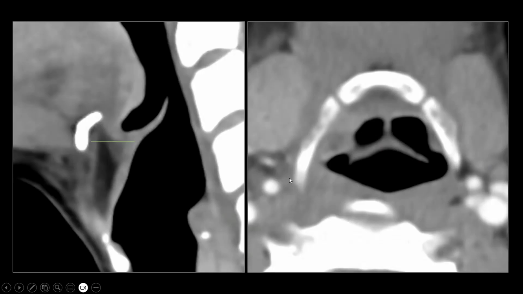We can also see it quite clearly on this magnified view. This is the hyoid bone, and the epiglottis actually has two components.